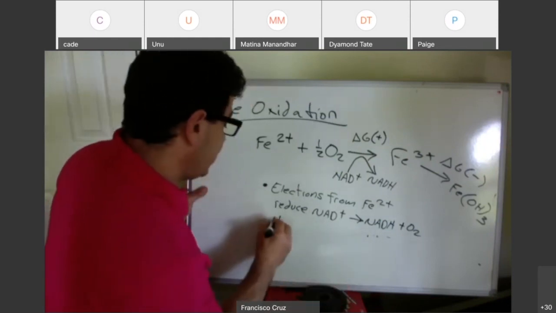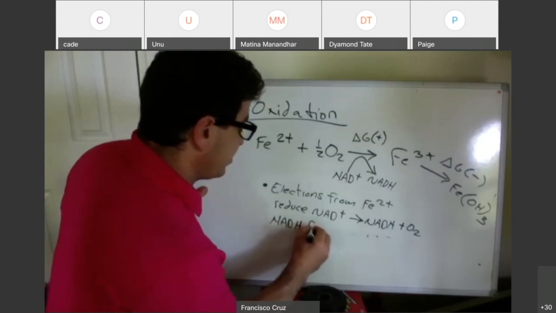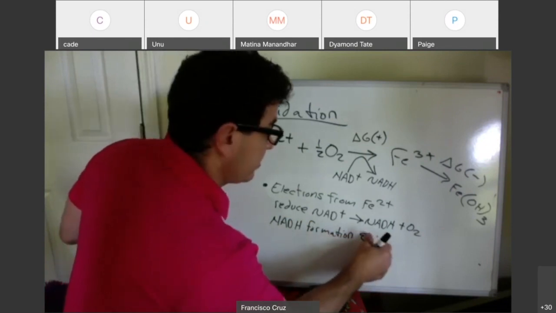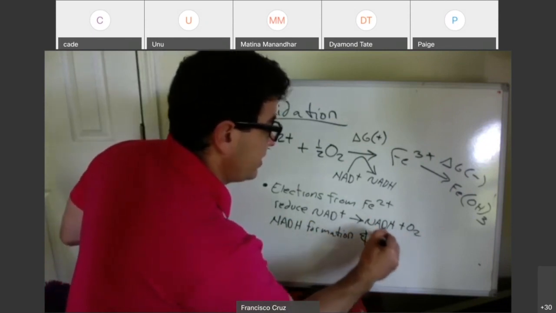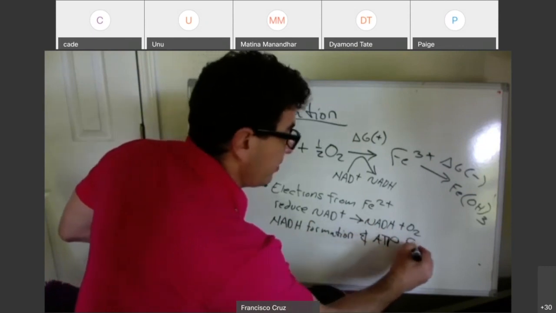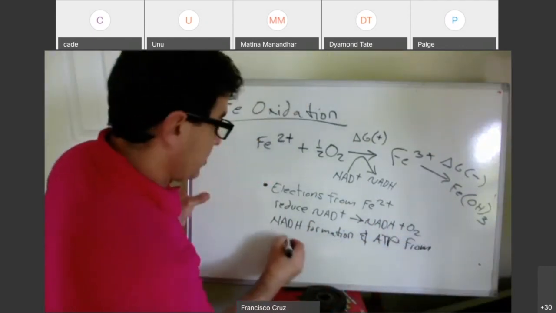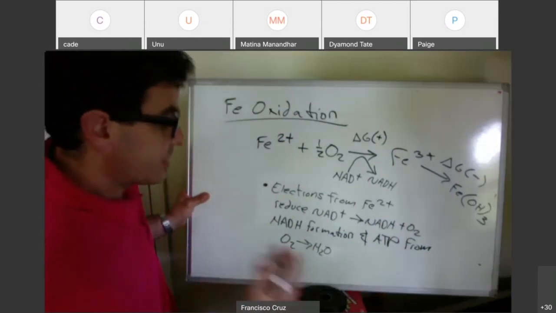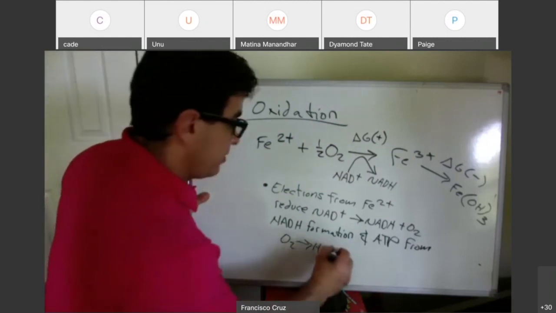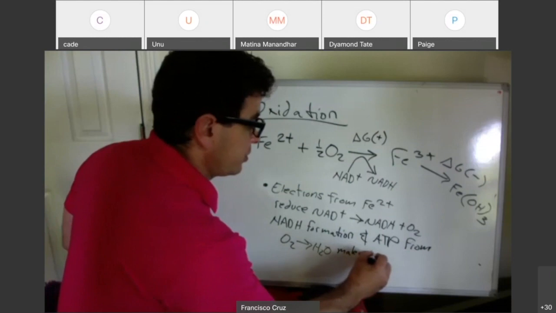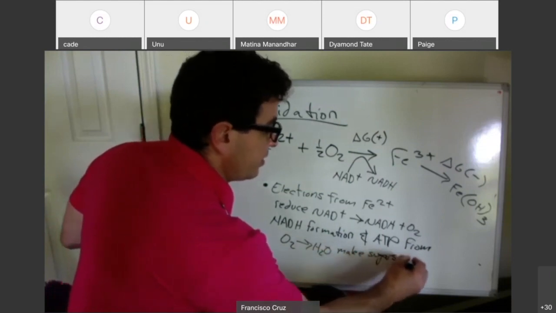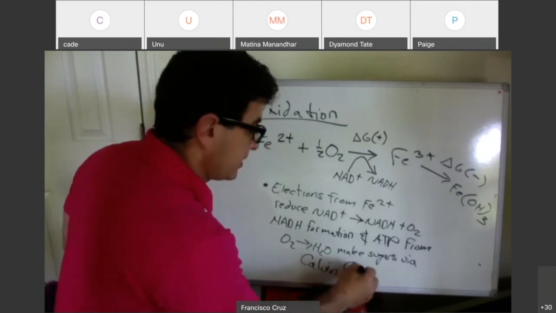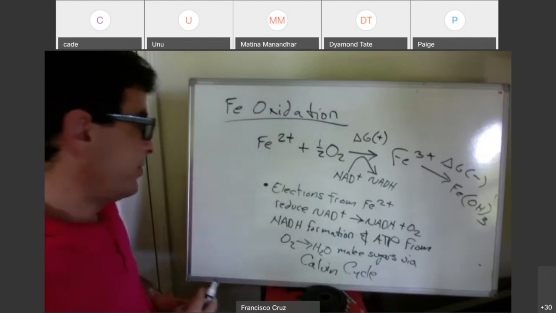Here, NADH formation and ATP from oxygen to water, because oxygen is an electron acceptor, make sugars via the Calvin cycle. Another example of the Calvin cycle not being in a phototroph.